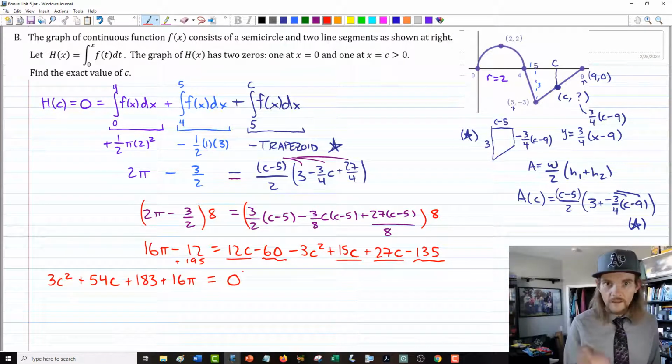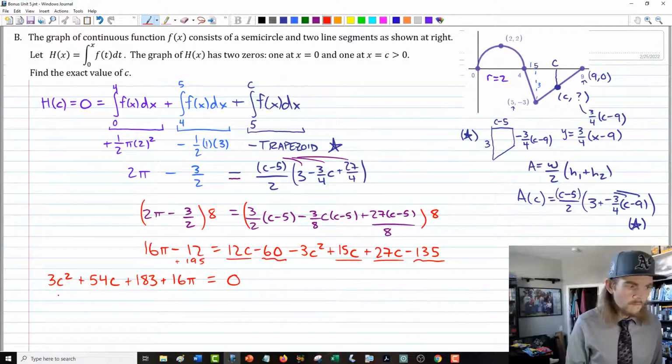So we now have our quadratic. Now again, you can use the quadratic formula here, but I actually think that we're in better position than that. I'm going to use completing the square, just my personal choice. I'm going to factor out a 3. We'll have then c squared plus 18c.